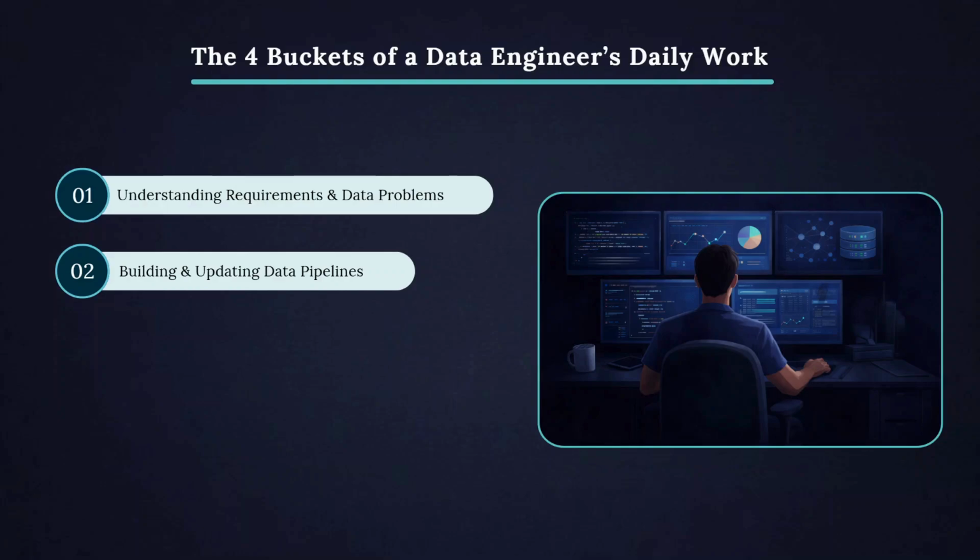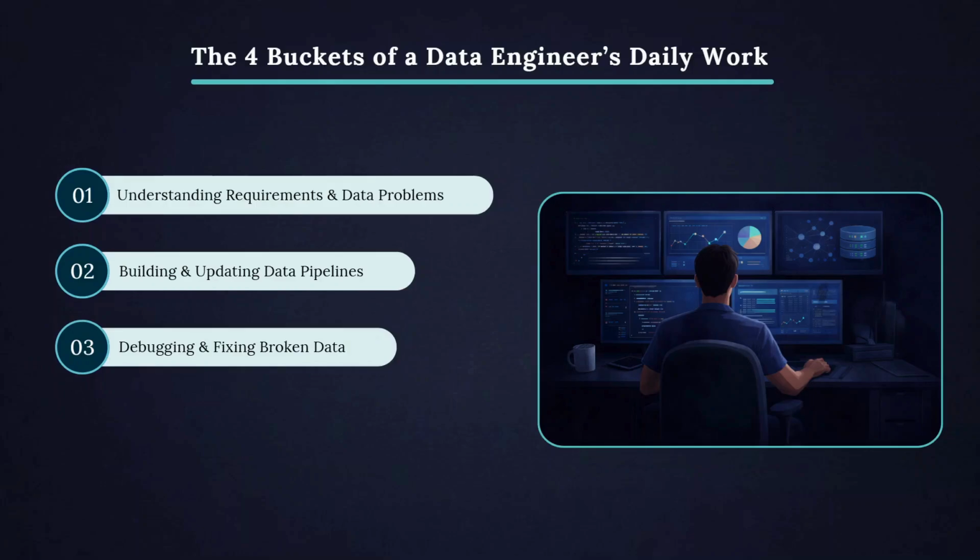This is the core data engineering work. That is, moving the data from different sources, transforming it, and making sure the data flows reliably. The third bucket is debugging and fixing broken data. Pipelines don't always run perfectly. So a big part of the job is finding issues, understanding what went wrong, and fixing them.